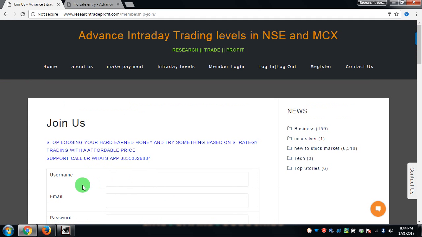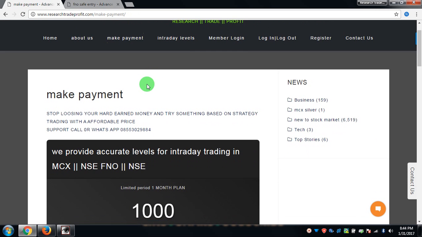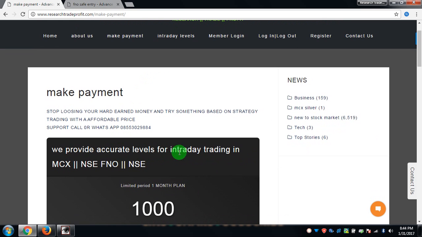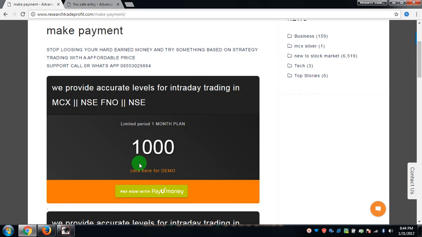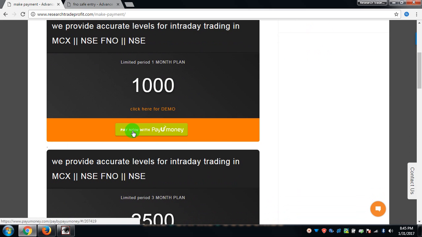Once you have done the free sign up, you can subscribe to our service for 1 month. These are the plans we have. You can click the make payment option, where you find how to subscribe to the service. Here we provide daily intraday accurate levels in MCX, F&O and NSE. By just paying 1,000 rupees, you can subscribe to this service for a whole 1 month, and you will get unique access to see our advanced trading levels in all the segments. By clicking over here, you can pay.